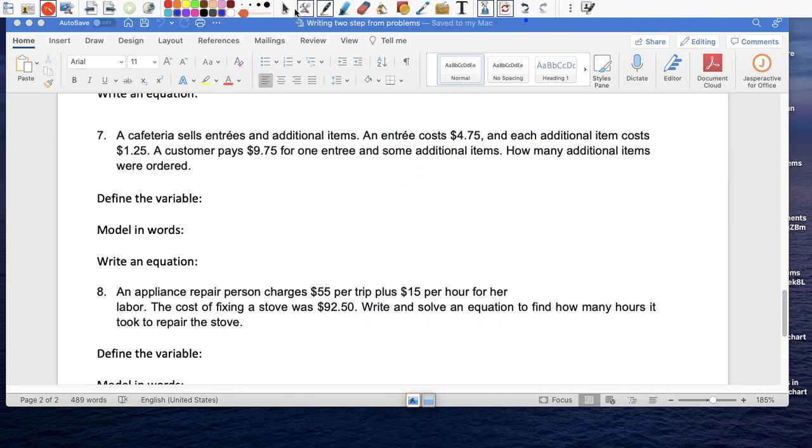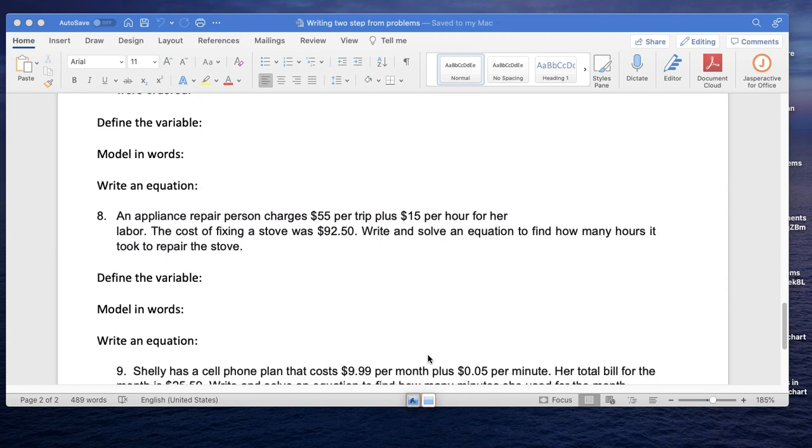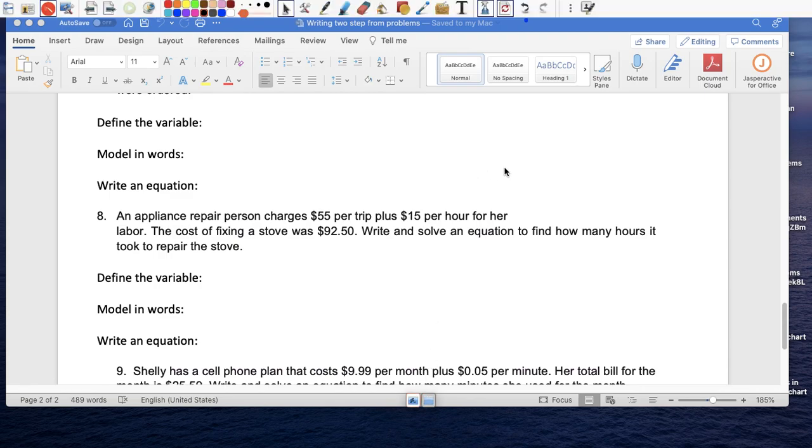8. An appliance person charges $55 per trip plus $15 per hour. Just for her to come to your house is $55, and then every hour that she works at your house is $15 per hour. The cost of fixing a stove was $92.50. So out of that $92.50, how many hours did she stay? We know 55 was for her to get to you, and the remaining part of the money that she charged was for the number of hours she worked there. So how many hours did she work there?